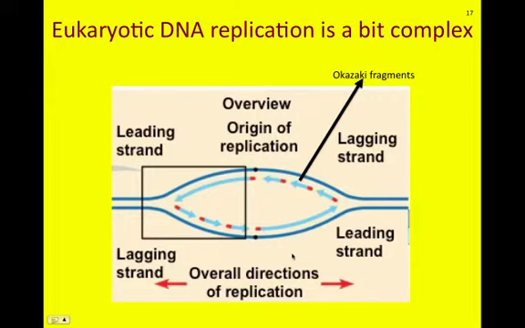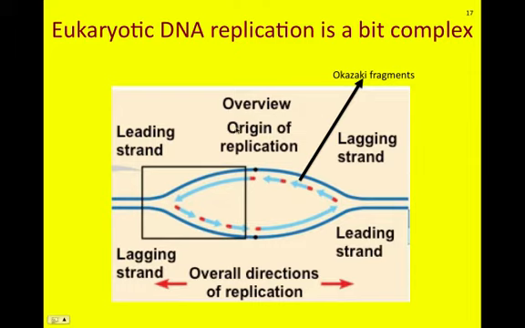Now I simplified that very quickly. That's the overall concept: you have two parental strands, they come apart, and then two new daughter strands are created, and those two new double helices go their separate ways. Well, eukaryotic DNA replication is a bit more complex than that. Like I said, first of all, you have multiple origins of replication. Compare that to how many origins of replication per strand you have for prokaryotes.